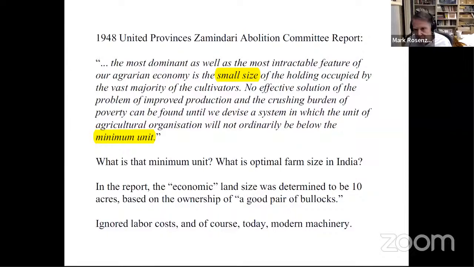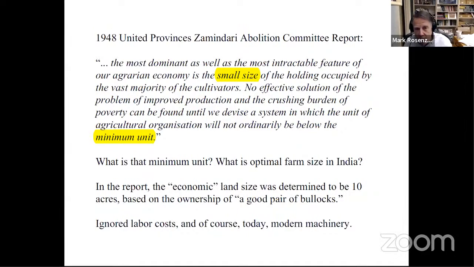Now I've mentioned that the thinking about this relationship between scale of operation and productivity has been wrong for over 70 years. Because if we go back to when India achieved its independence, there was a committee that was set up in 1947, the United Provinces Zamindari Abolition Committee, which was designed to consider how to break up the very large land sizes of the Zamindari. Okay, so they had to think about, okay, we're going to break up those big land sizes. What should be the size of the parcels?